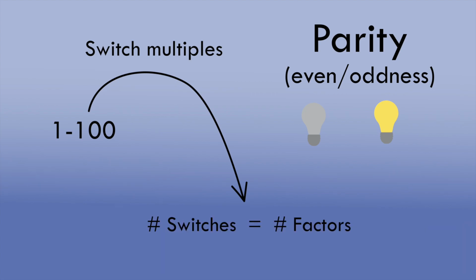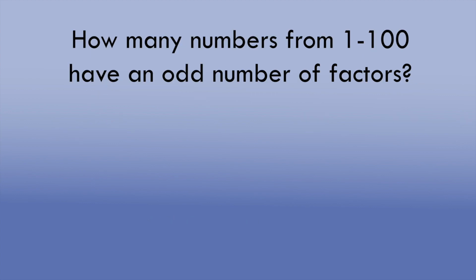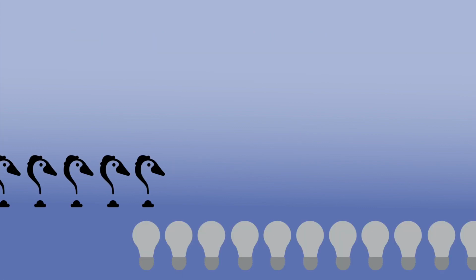Now we have a whole new framing of this problem. The question could be restated as, how many numbers from 1 to 100 have an odd number of factors? Well, factors come in pairs by definition. They're two numbers that can be multiplied to get exactly the light bulb number in question. Does this then mean that the number of factors will always be even, and no bulb will end up being on? Let's go back to the original problem and check our work.